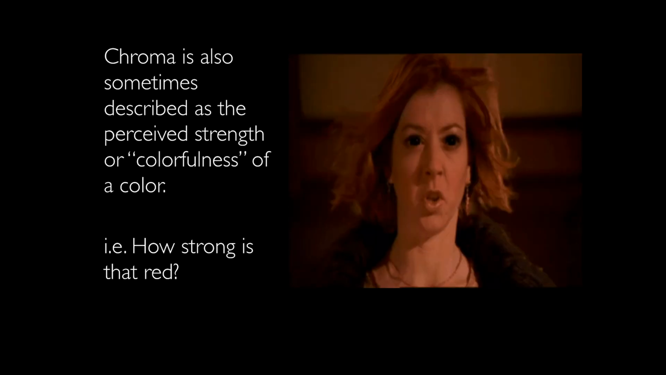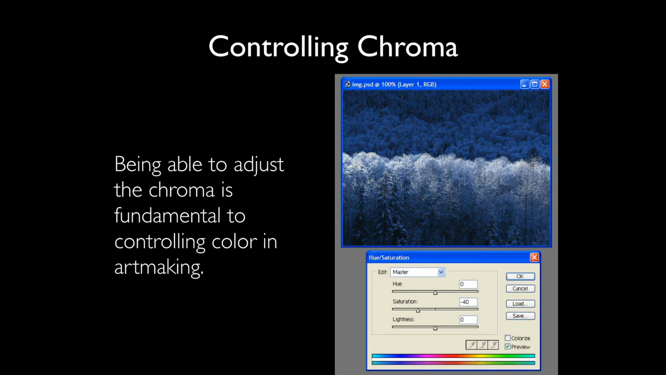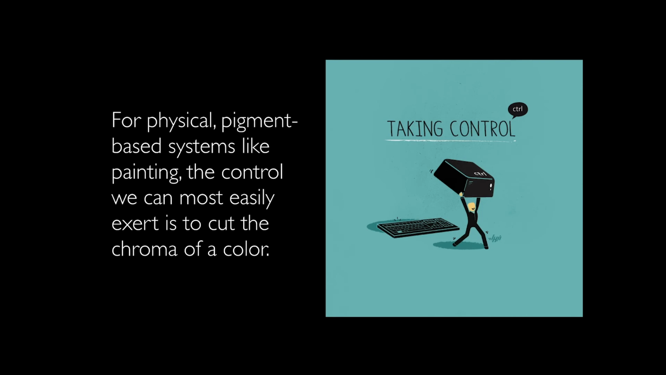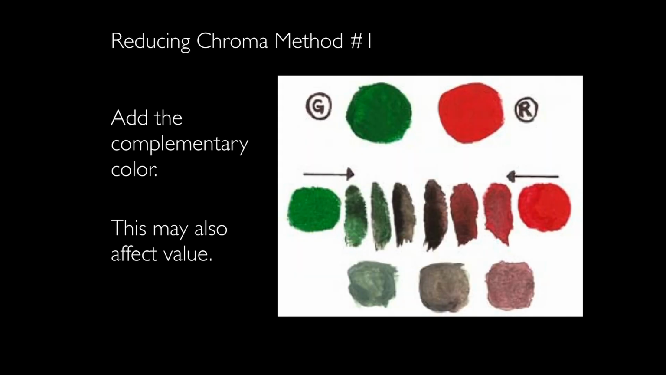Now, what's important for us practically as artists is that we need to be able to control the chroma or the intensity of the color that we're putting into our artworks. It's really a fundamental skill. So for physical pigment-based systems, which is what we're dealing with in this class, the control we can most easily exert is to cut the chroma of a color, to reduce the chroma, in other words. So there are 3 methods that I'm just going to overview for you, and then we will be applying these in class as needed. But the first method for reducing the chroma is to add the complementary color.